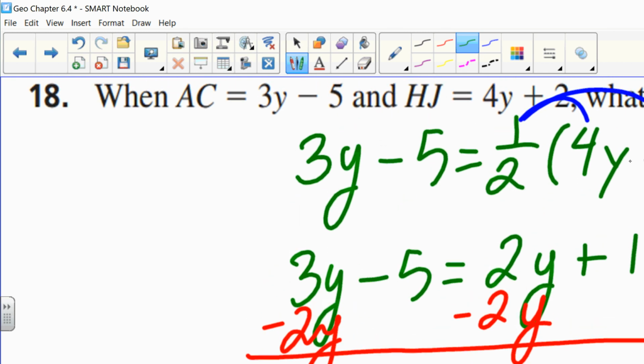And to find the value we want, we'll plug the value of y into where? Into the 3y minus 5, which would be 3 times 6 minus 5. Well, 3 times 6 is 18, and 18 minus 5 is 13, so HB is 13. Questions on this here?